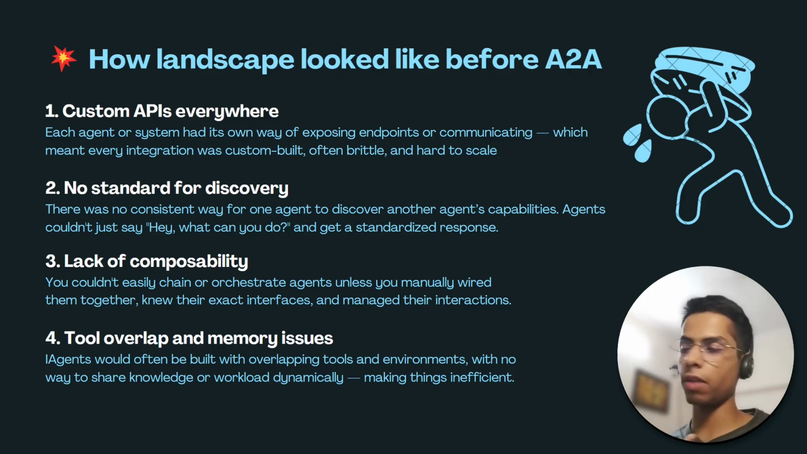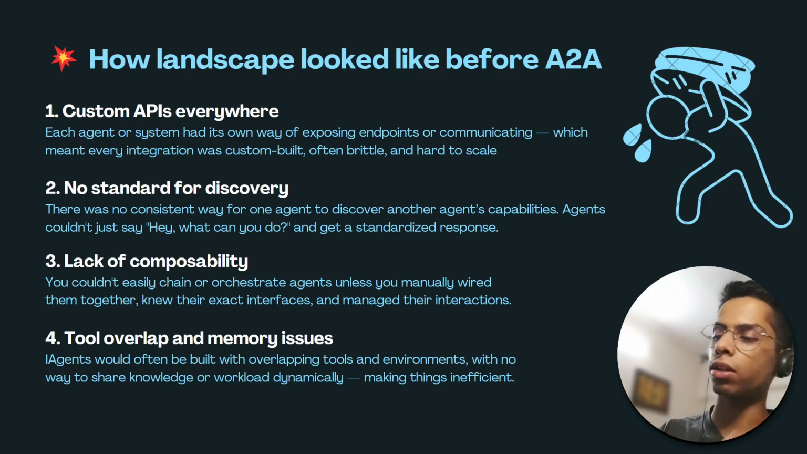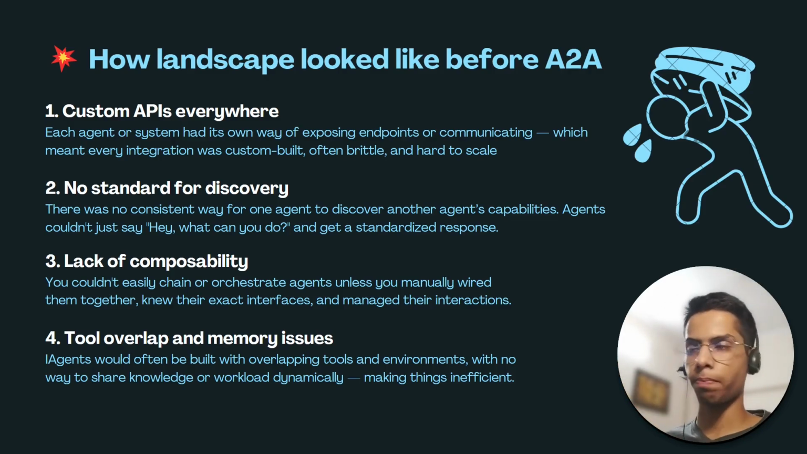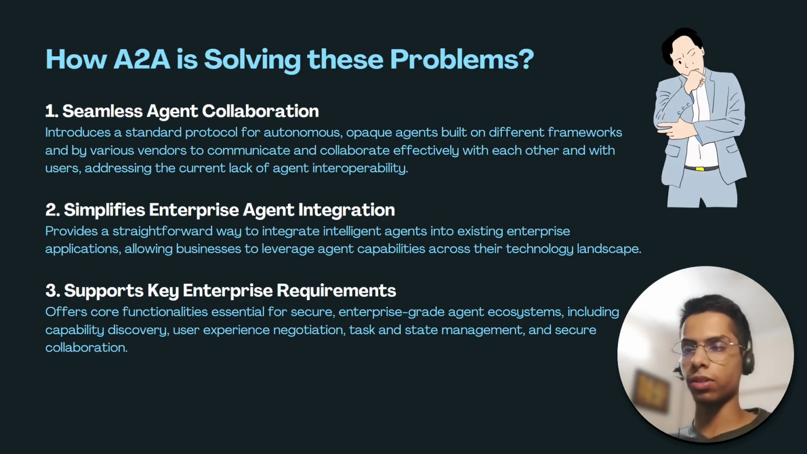And the fourth thing that we have is tool overlap and memory issues. Agents would often be built with overlapping tool environments with no way to share knowledge or workload dynamically, making things inefficient. I hope you get to know about the current landscape. And now I'm going to go through how A2A is solving these problems.